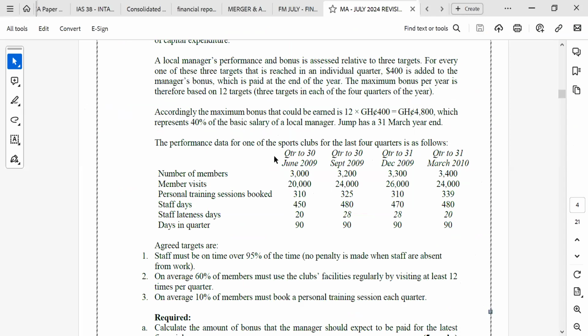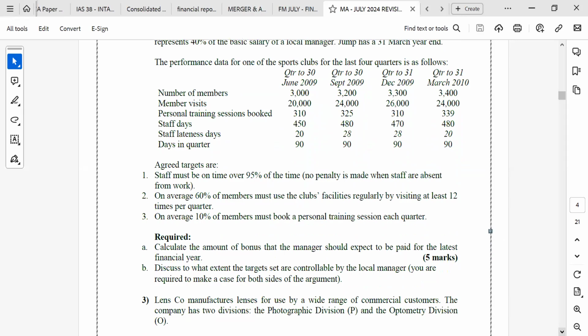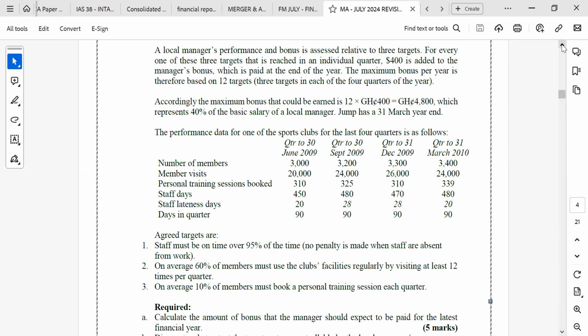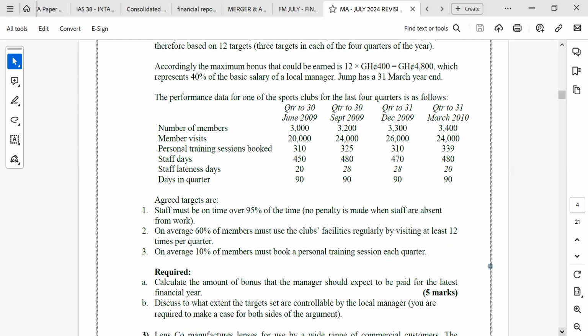So according to the question, the maximum bonus per year is based on 12 targets, 3 targets in each of the 4 quarters. So accordingly, the maximum bonus that could be earned is 12 multiplied by 400, which represents 40% of the basic salary of a local manager. The company has a year end of 31 March. So calculate the amount of bonus that the manager should expect to be paid for the latest year. The manager has achieved only 6 targets. So they will pay him 6 targets at 400. Okay. Discuss to what extent the targets set are controlled by.